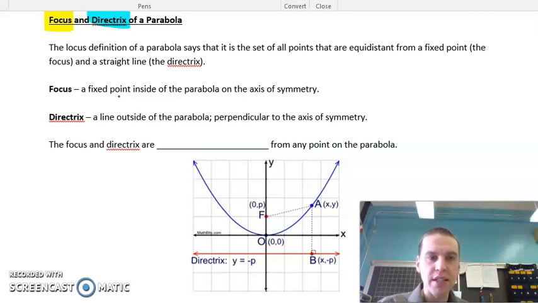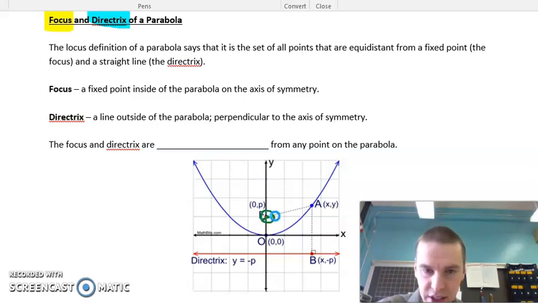So the focus is a fixed point inside of the parabola on the axis of symmetry. So right there's the focus. And the directrix is a line outside of the parabola that's perpendicular to the axis of symmetry. And in this case, unless the quadratic is tilted, it will always be a y equals line. Now the great thing about this is that the focus and directrix are equal distance from here.